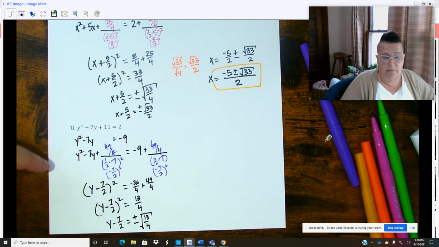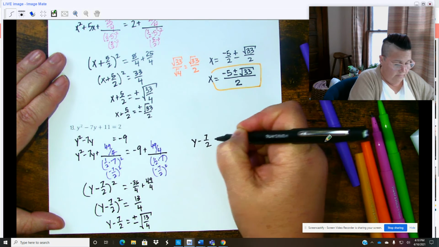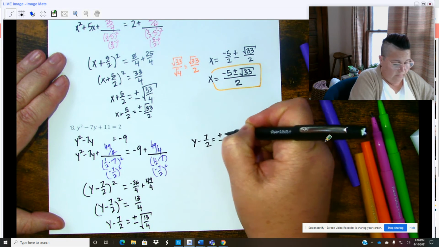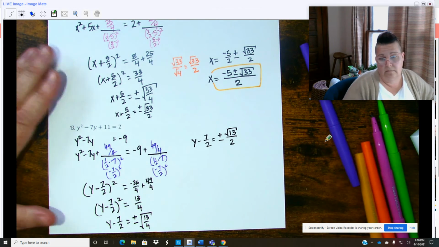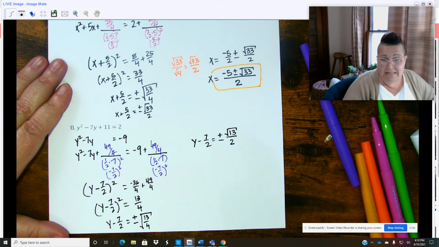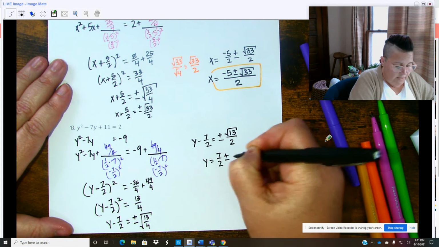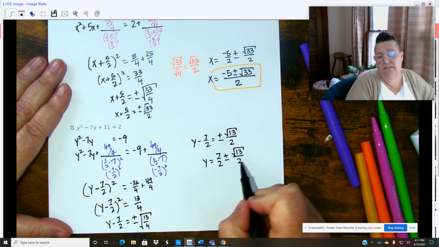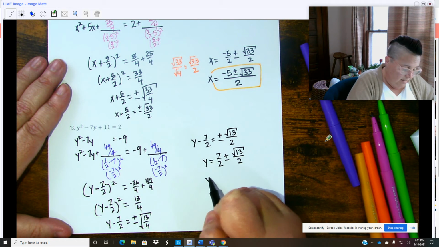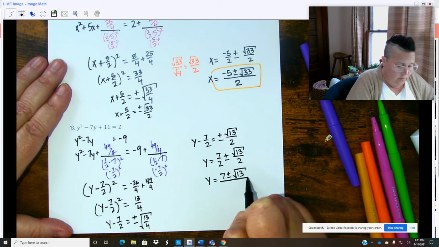We've talked about this up above. So this could be rewritten as y minus 7 halves is equal to positive or negative square root of 13 over the square root of 4. That's 2. Now I'm going to add 7 halves to both sides because I still need to isolate the y. So y would be 7 halves plus or minus the square root of 13 over 2, which has a common denominator. So I can now do y is equal to 7 plus or minus the square root of 13, all of that over 2.